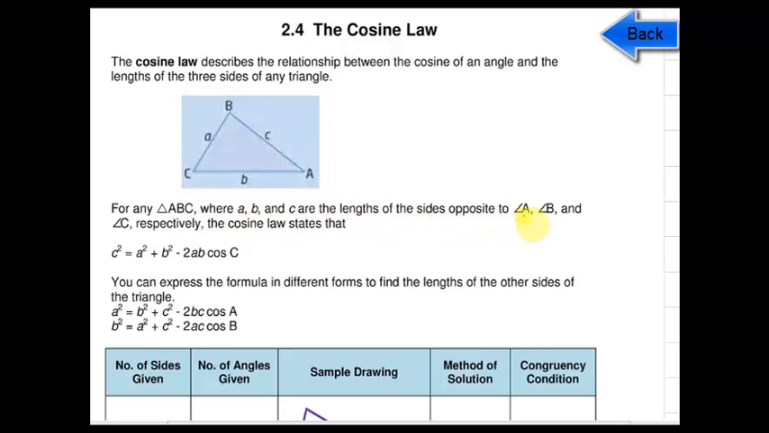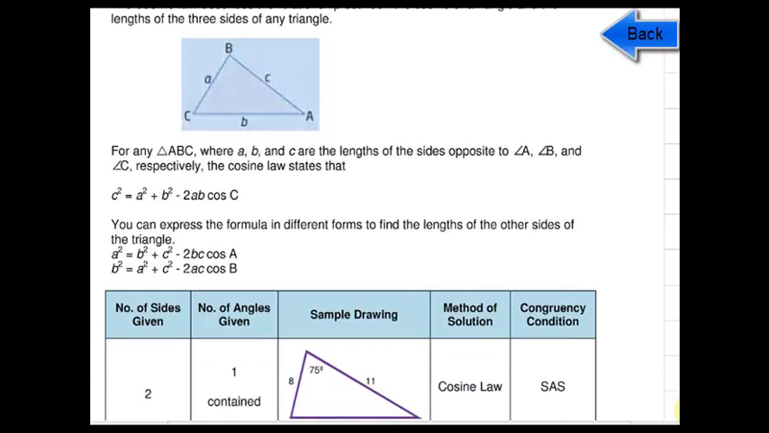Okay, so for any triangle ABC where A, B, and C are the lengths of the sides opposite to angle A, angle B, and angle C respectively, the cosine law states that C squared equals A squared plus B squared minus 2AB cos of C. You can express the formula in different forms to find the lengths of the other sides of the triangle. So if I want to find side A, then I would go A squared equals B squared plus C squared minus 2BC cos of A. And if I want to find side B, I would go B squared equals A squared plus C squared minus 2AC cos of B.